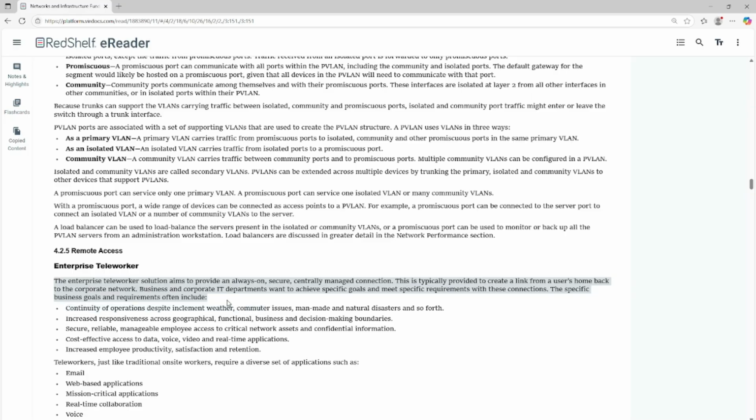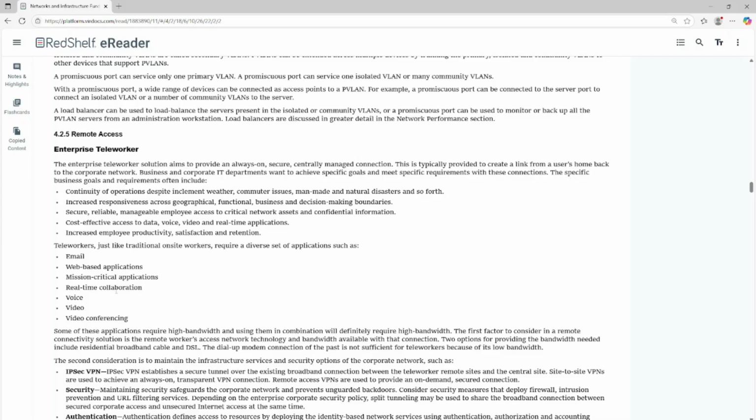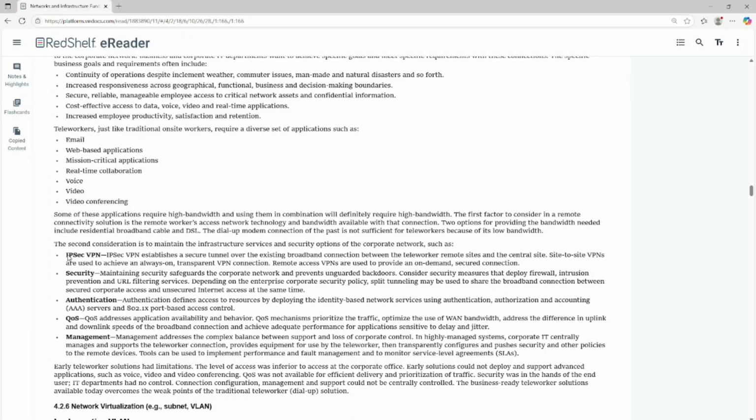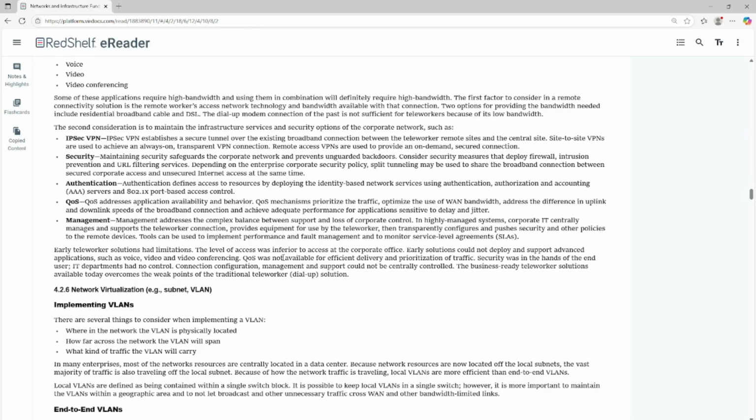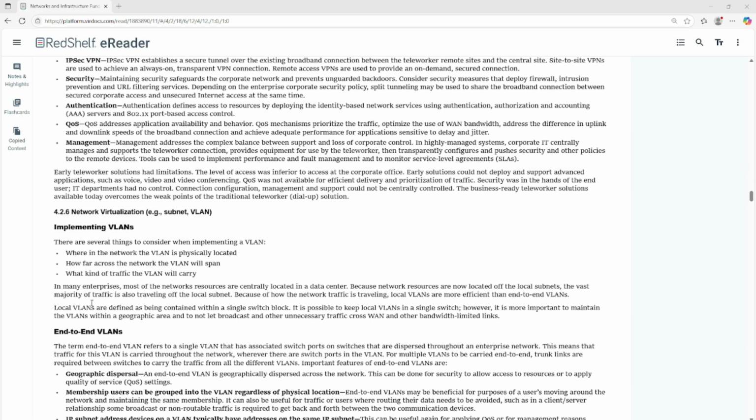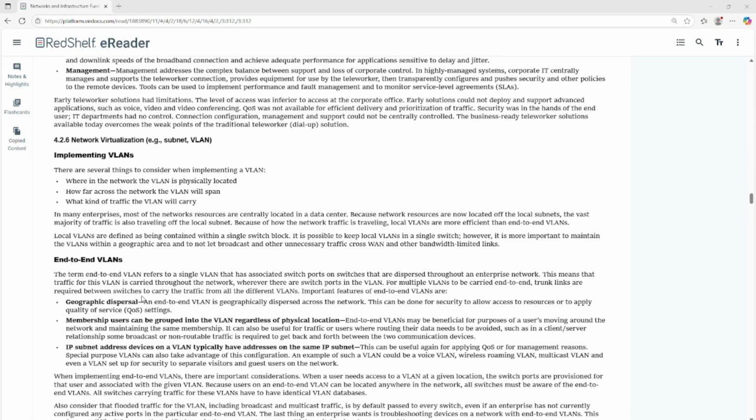Read the business goals and requirements and some of the issues or challenges. It's important for you to know that. Network virtualization. It's important for you to read and understand considerations for implementation of VLANs. Understand end-to-end VLANs.